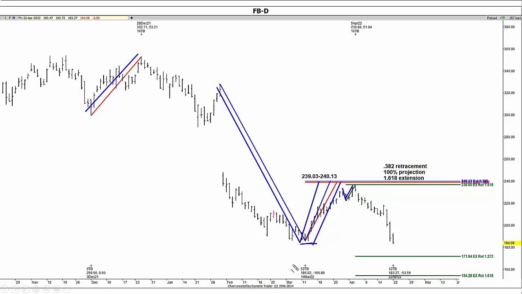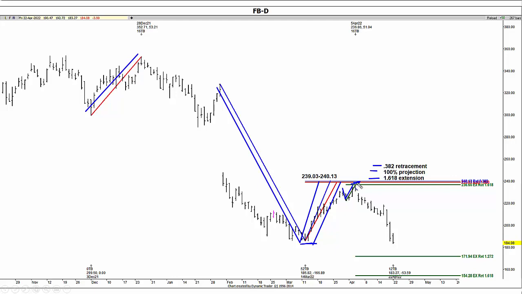And that came in at 236.65. So the low end of this zone came in at 236.65, and the high end came in at 240.13. We had a 382 retracement, a 100% projection, and a 1618 extension.